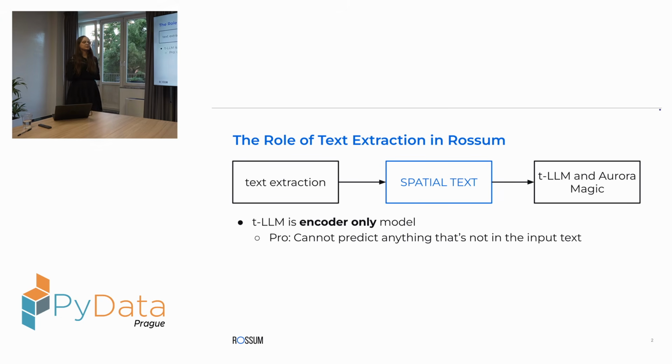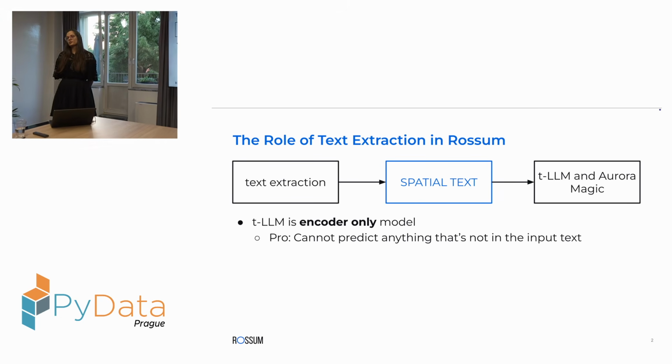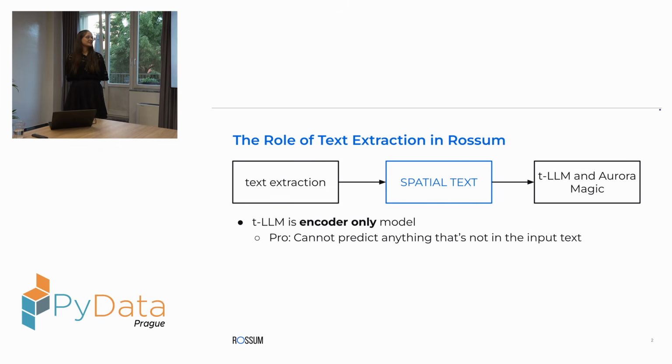So in Rossum, we do intelligent document processing with focus on invoices and other transactional documents. And for that, we have our own transformer model, which we call T-LLM, and that stands for Transactional Large Language Model. And it's part of our Aurora engine, which is here in this super detailed schema.